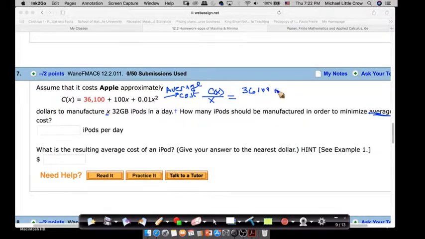So then we get this function here, 36,100 plus 100x plus 0.01x squared, all divided by x. Okay, that's the function you want to take the derivative of. That's the function you want to minimize, because they want to minimize the average cost. And then once you minimize it, the x value you get will be how many iPods you should make, and then to get the total cost, you plug it back into the original function, right? So this function here is total cost.